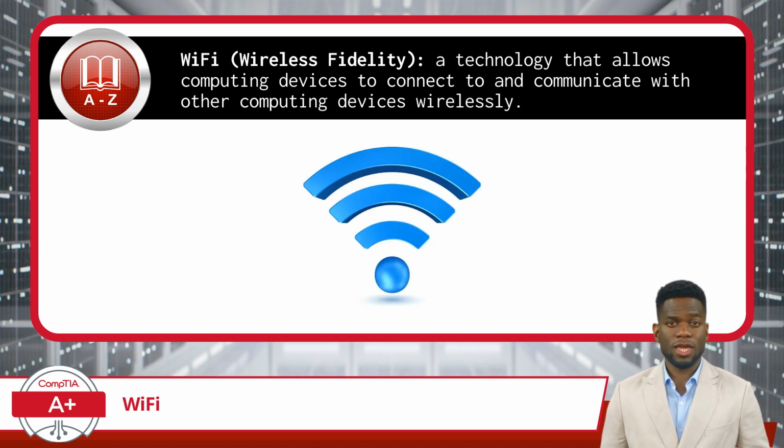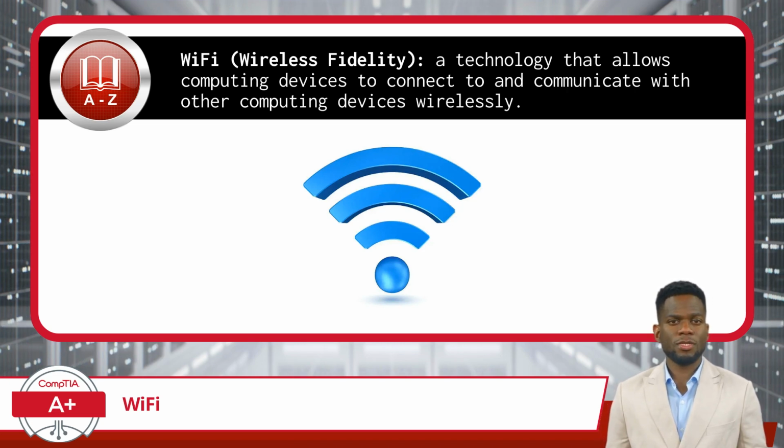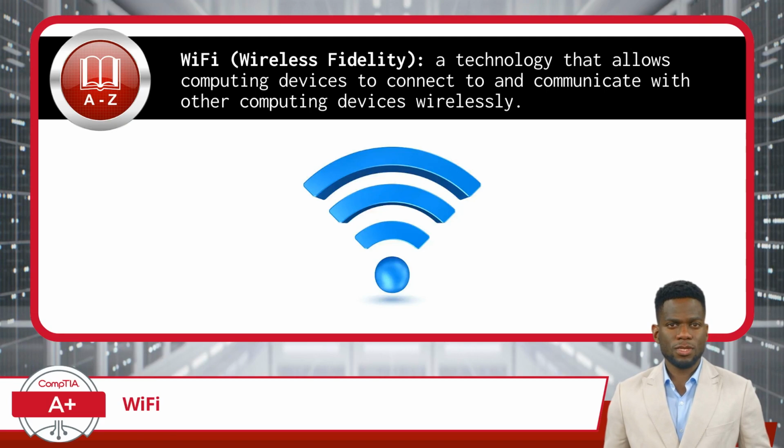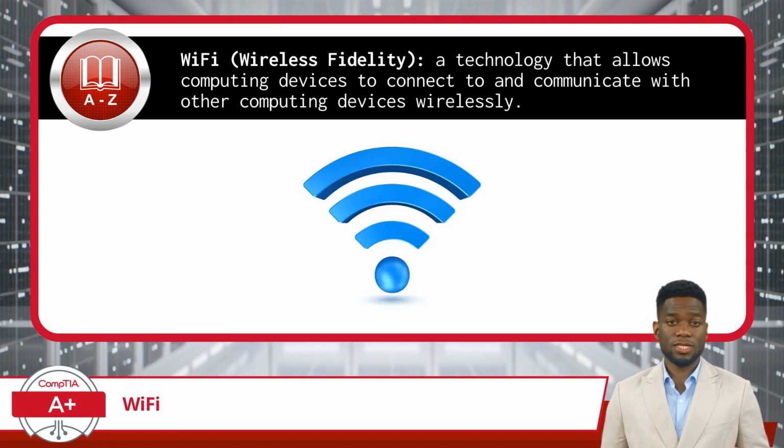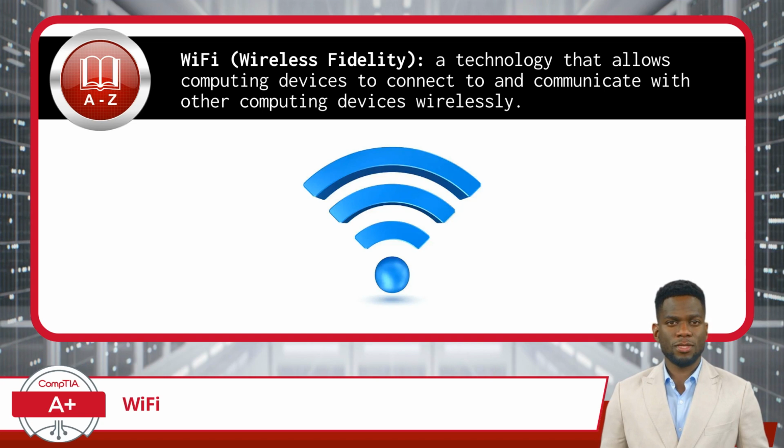The process begins when a device connects to a wireless access point, which serves as a bridge between the device and a larger network. This connection is established using specific frequency bands, primarily the 2.4 GHz or 5 GHz frequency bands, which are part of the electromagnetic spectrum reserved for Wi-Fi communications.